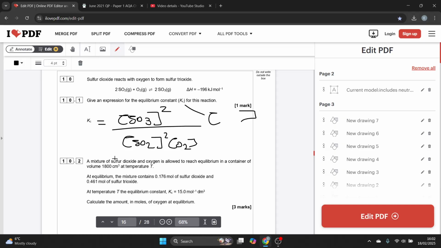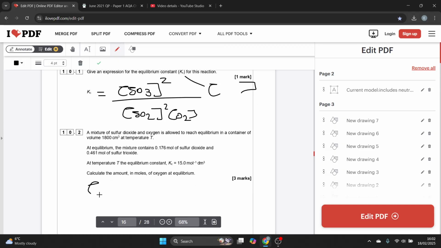And what I can do then is rearrange the equation for Kc. Then I'm just going to substitute my values in. So SO3, 0.461 moles of sulfur trioxide divided by 1800 centimeters cubed. I want moles per decimeter cubed, so that's divided by 1000.